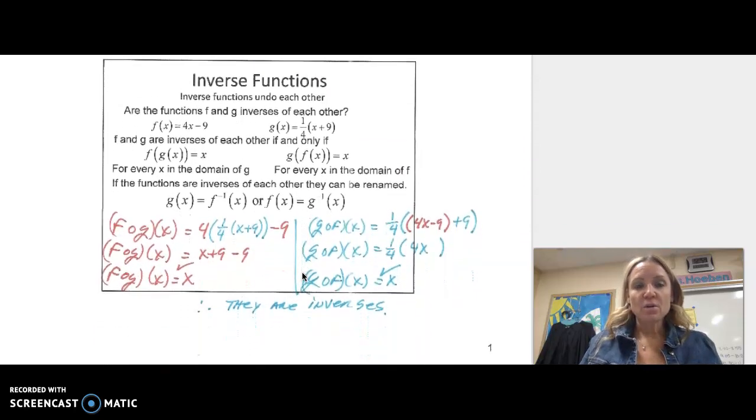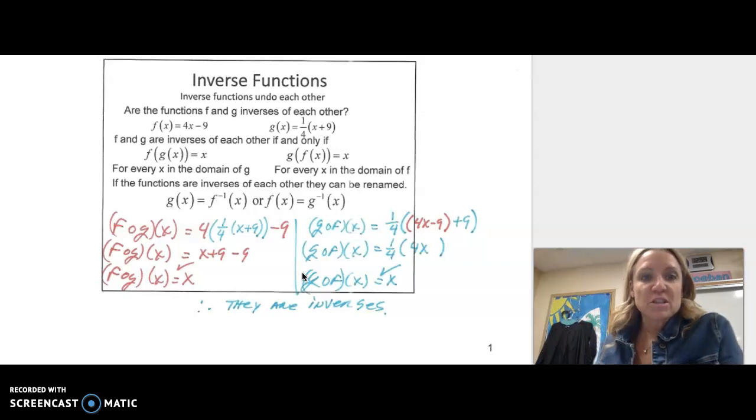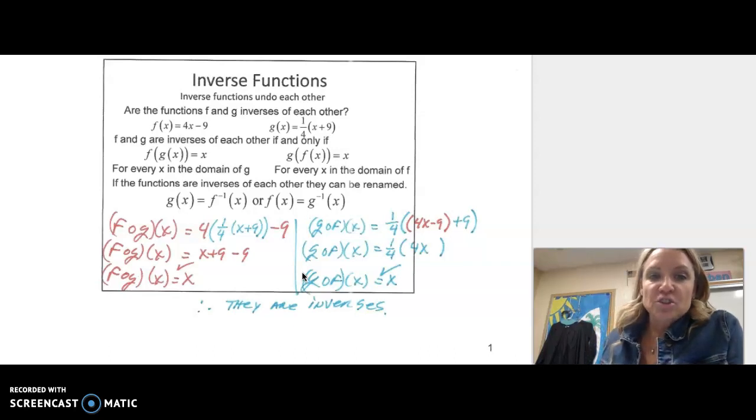And here we go. So today for inverse functions, the main point that you need to know about inverse functions is that they undo each other. And so either yes, that's going to happen, or no, it's not going to happen. So yes, they are inverses, or no, they're not.